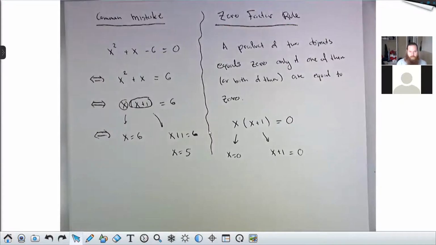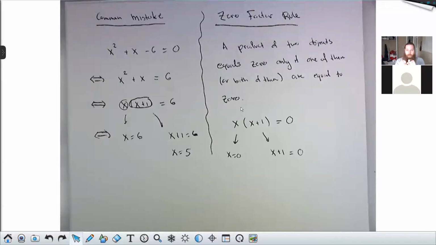I want you to think about this carefully because this is a really common mistake. And once you understand why it doesn't work, you'll never ever make this mistake again. The only way to get two things to multiply each other and have them equal to 0 is if this one is 0, or this one is 0, or both are 0. And the only thing that's special there is the 0.